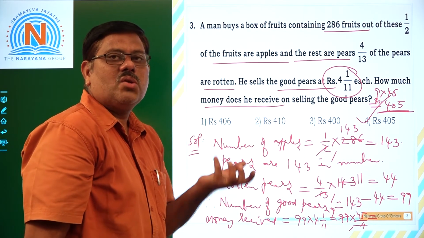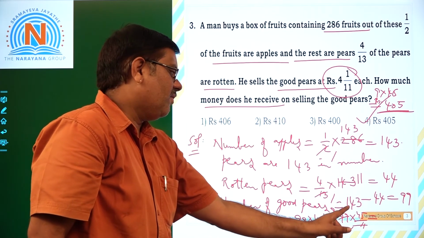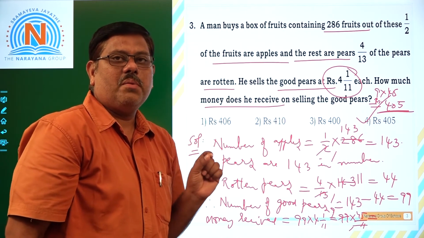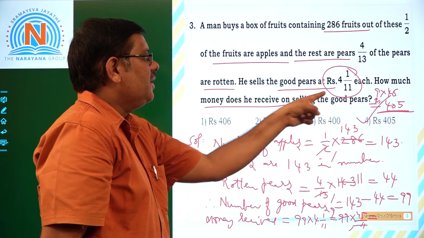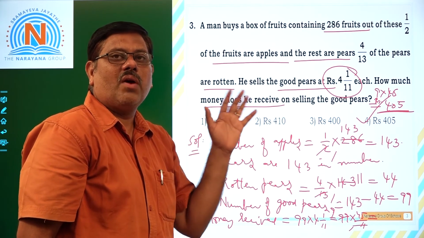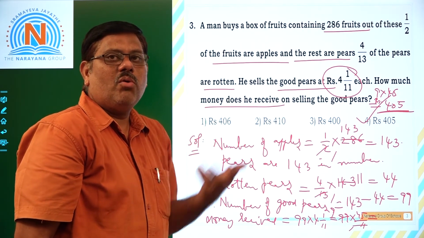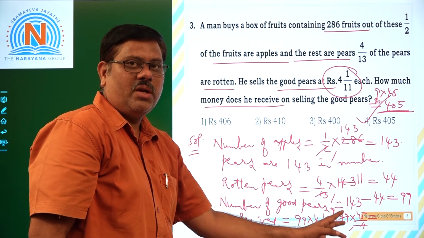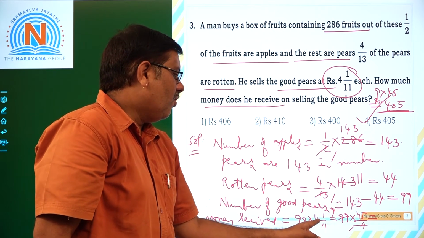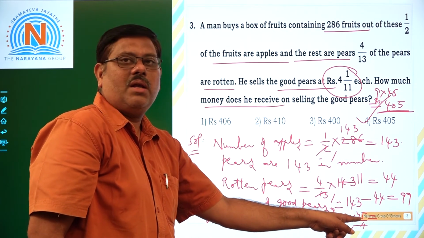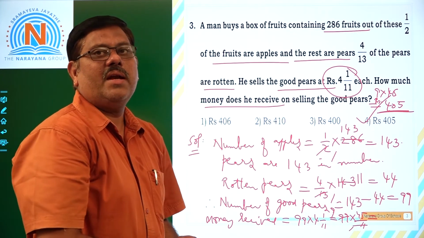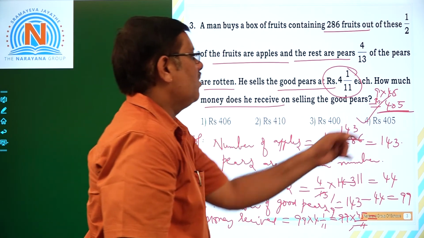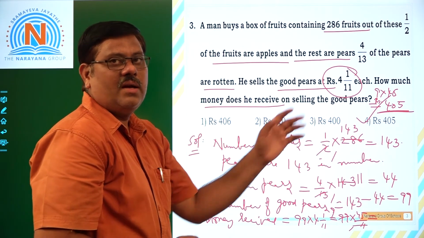They are of no use. So how many good pears do we have? Total 143 minus rotten 44. That is 99. So there are 99 good pears. Each pear he is selling at a rate of rupees 4 1 by 11. So what is the amount he received? That is nothing but 99, because they are in good condition. So 99 into 4 1 by 11. That is nothing but 45 by 11. If you simplify, you are going to have 9 into 45. That is rupees 405. So we received 405 rupees as the amount at the end.